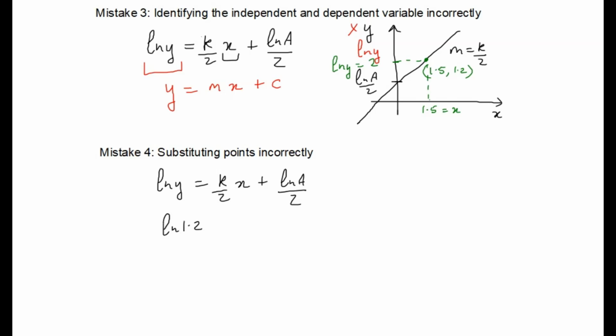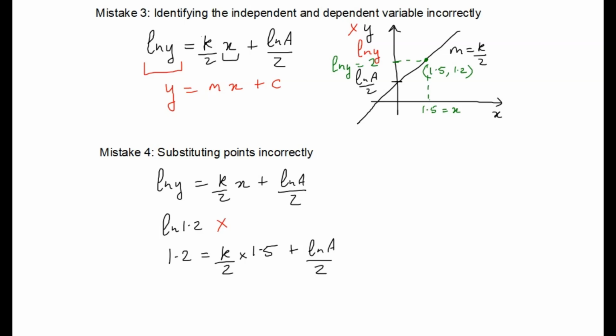Now that would be wrong. Why? Because 1.2 is the value of the entire log. It's not the value of y. So what we should actually write is 1.2 is equal to k by 2 times the x coordinate, 1.5, plus log a by 2. So you need to remember that the independent and dependent variables may not be x and y. They could also either or both be log of x and log of y. So be very careful when you're substituting.